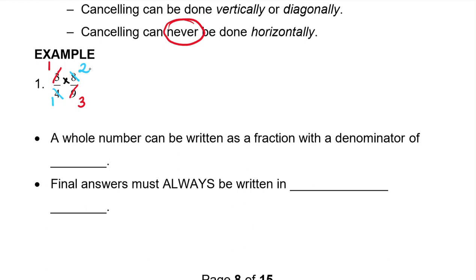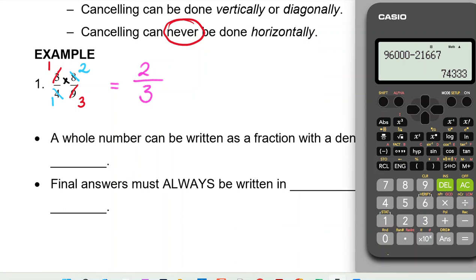Okay, love? Once you have cancelled everything that you can see to cancel, then we put an equal sign next to it and we times the tops together and the bottoms together. So doing the tops first, I go 1 times 2 is 2. On the bottom, 1 times 3 is 3. And that's my answer.